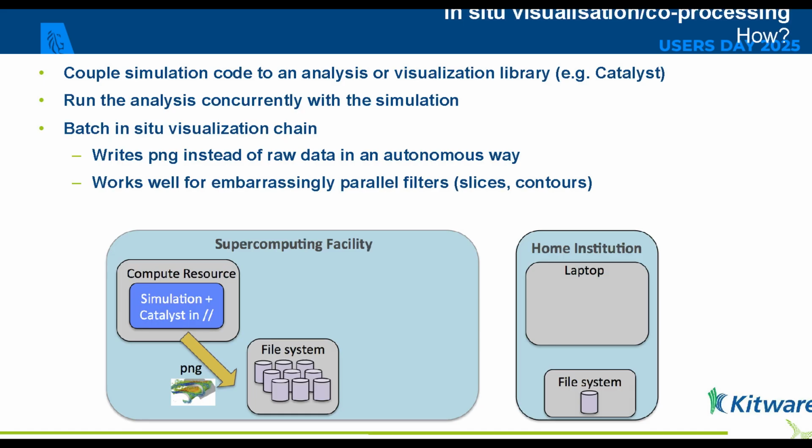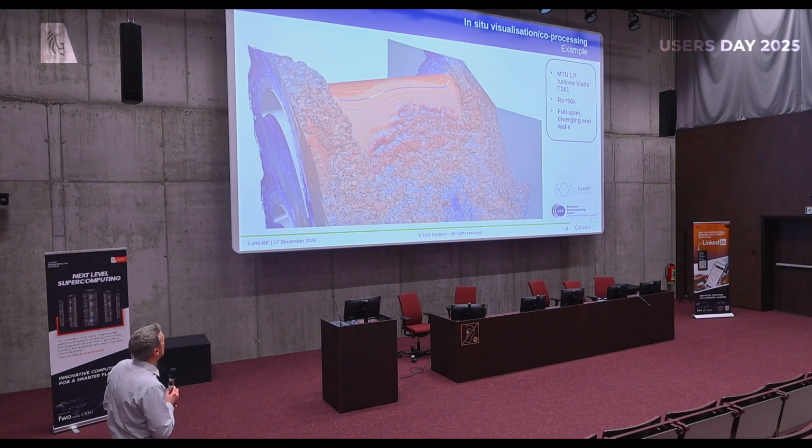So a better solution is to couple your simulation to an analysis or visualization library like Catalyst. This is the onboard ParaView library in some sense. And then you can run your analysis concurrently with the simulation. For instance, here I'm representing a batch in situ visualization chain where your simulation will produce pixels and write them directly, so light files, to your file system, which you can then use to produce, for instance, a movie. So this is going to be much faster than saving all the raw data as I showed. And I'm showing an example here.